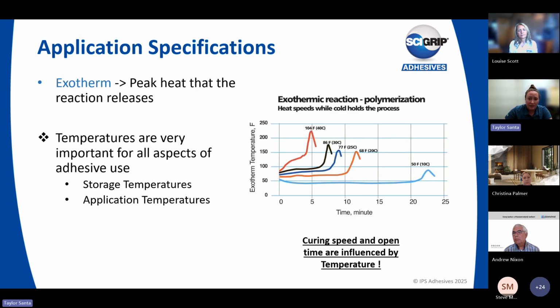So as we talked about in the last slide, exotherm is defined as the peak heat that the reaction releases. For most of the SCIGRIP product line, the exotherm doesn't really reach over 270 degrees Fahrenheit. If used in the correct gap or bead size, the temperature becomes important when bonding together thinner materials of metal and composites, or when you have a large mass of adhesive needed for gap filling.